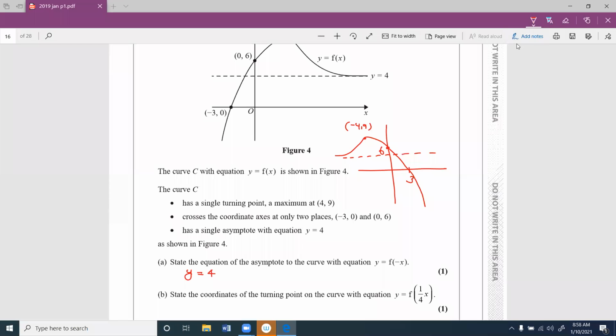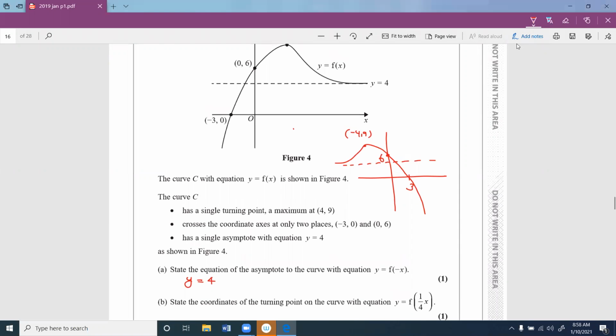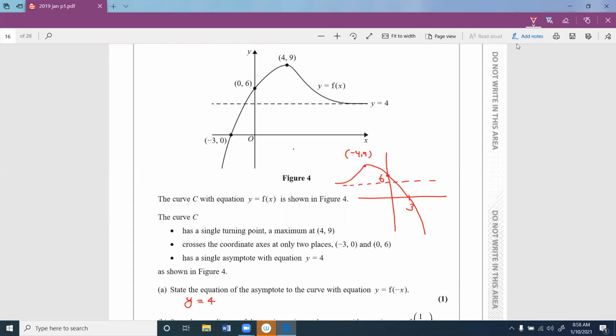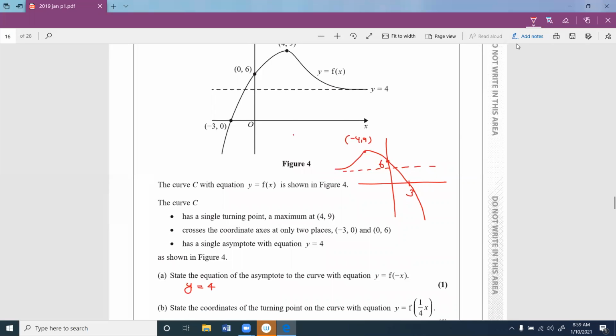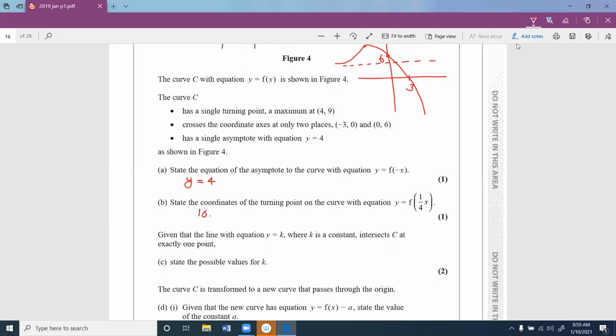When you're working with 1 over 4x, it means x has to be divided by 4. The x transformations are always opposite of the given transformation, and y transformations are the same as the given transformation. Because it's x divided by 4, the opposite operation is multiply by 4. Therefore, for this turning point, the x coordinate should be multiplied by 4. So it turns up to 16, 9.